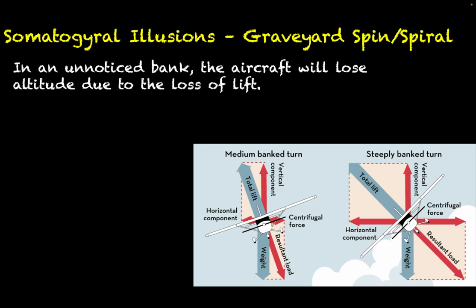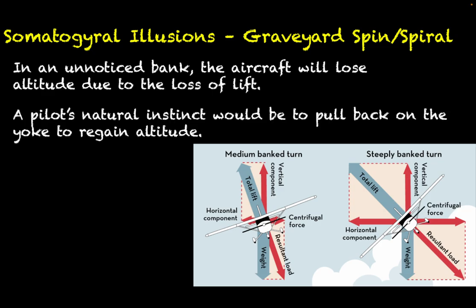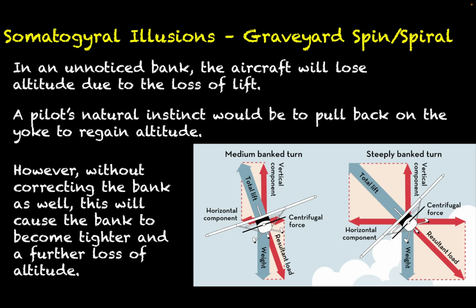So we know from the previous chapter that when you bank, you're going to pull Gs, because when you turn, you're generating less lift with your wings and you're having to pull back on the yoke to maintain level flight, right? Well, if you're not pulling back on the yoke, then when you turn, your airplane is going to lose altitude because of the loss of lift. So a pilot's natural instinct here would be to pull back on the yoke to regain altitude. So that's why you pull up to 2 Gs in a bank turn, because you pull back on the yoke to keep your altitude, right?